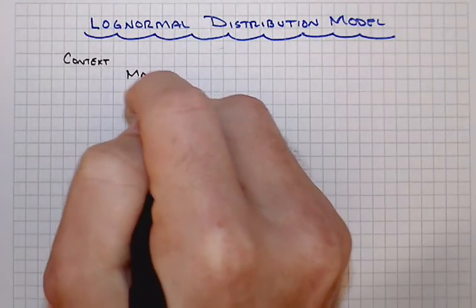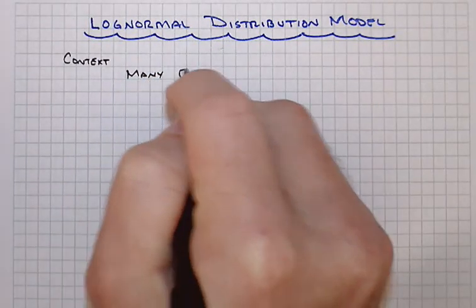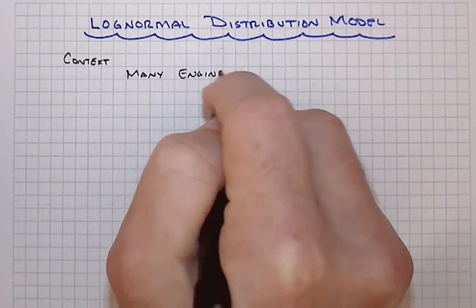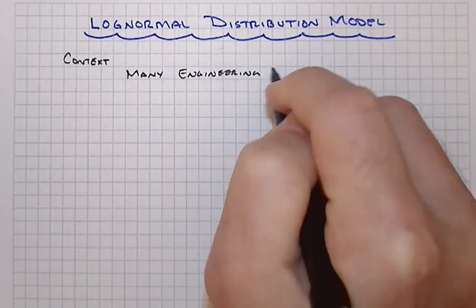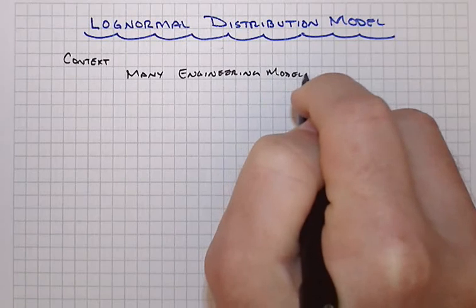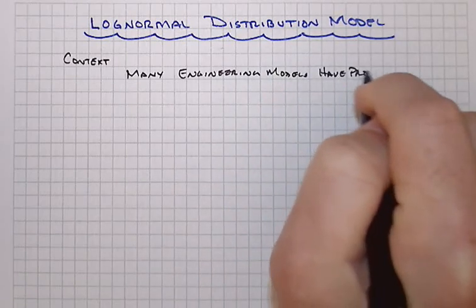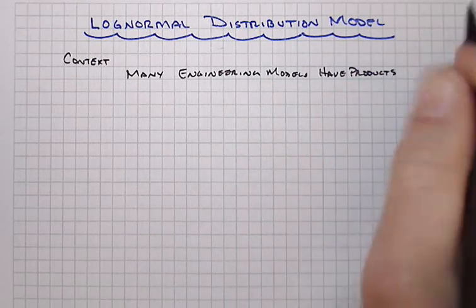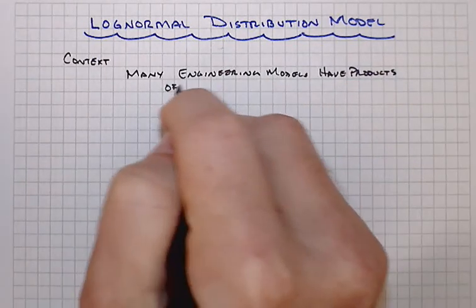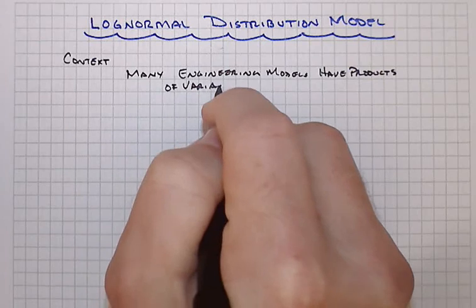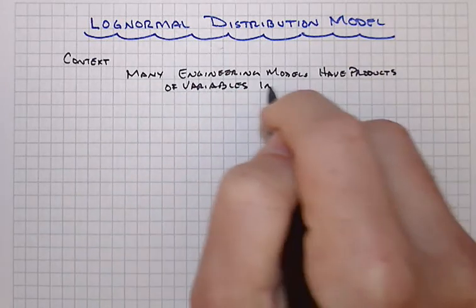And in the big picture here, there are many engineering models that have products of variables instead of sums.